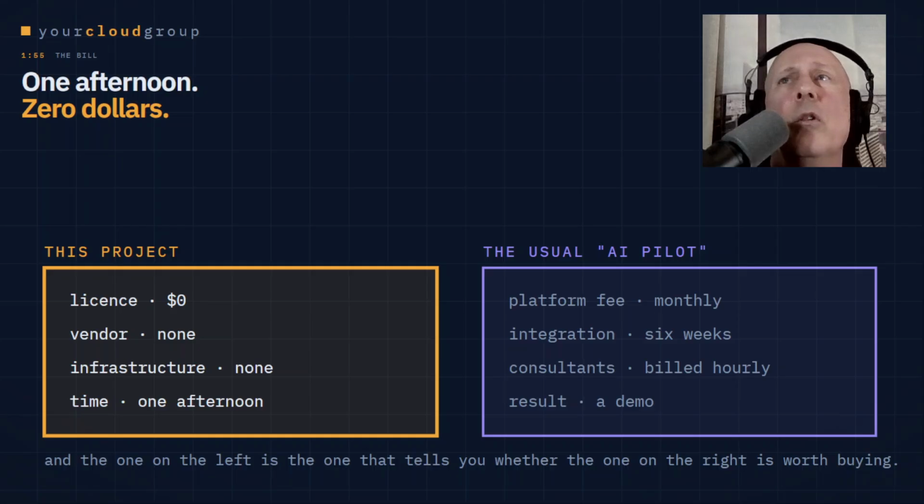Look at the bill. No license, no vendor, no infrastructure, one afternoon. Compare that to the usual AI pilot, what we just discussed: platform fees, 6 weeks of integration, consultants, and a demo at the end of it. The cheap one is what tells you whether the expensive one is even worth buying.